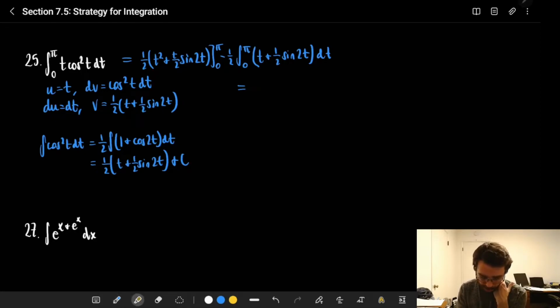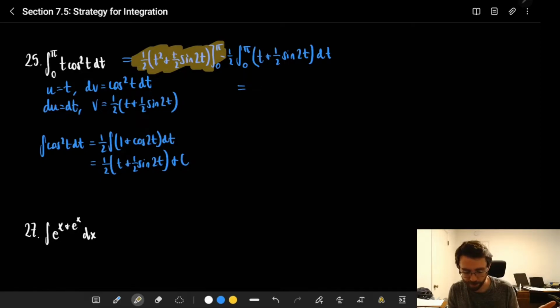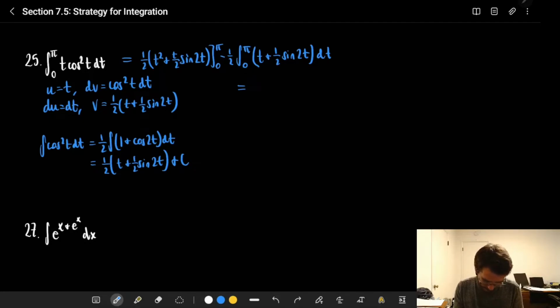Okay, maybe this doesn't work out to be too bad, actually. Sine of 2 pi is 0, sine of 0 is 0, so that second term doesn't actually matter. So plugging in there, you just get 1/2 times pi squared minus 0, so 1/2 pi squared, just pi squared over 2. Don't see pi squared a lot, that's fun.